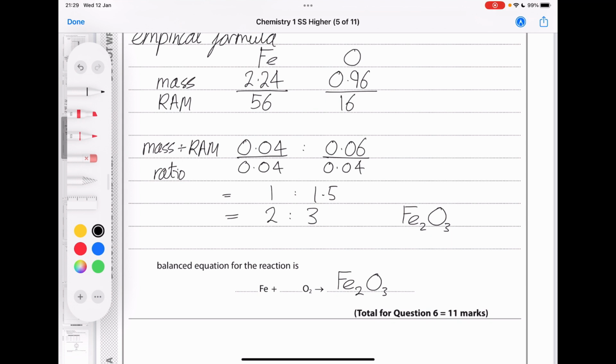If I do the oxygens first, I have got more oxygens on the right, so I need more oxygens on the left. I now have 4 oxygens on the left, so I need more on the right. I now have 6 oxygens on the right, so I need to change that 2 for a 3. I now have 6 oxygens on the left, 6 on the right, those are balanced. And finally, I have 2 times 2 is 4 ions on the right, so I need 4 ions on the left.